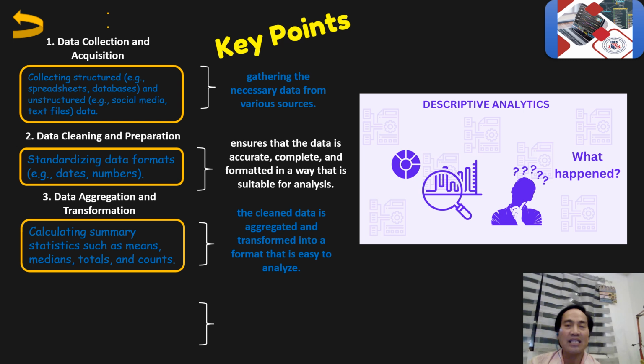This could involve creating summaries, calculating averages, grouping data, and organizing it in a way that aligns with business questions or analysis goals. So what are the key activities during data aggregation and transformation? Aggregating data by time periods such as weekly, monthly, quarterly, or by categories such as regions, product types, calculating summary statistics such as means, medians, and totals and counts, as well as creating new variables or metrics to provide deeper insights.